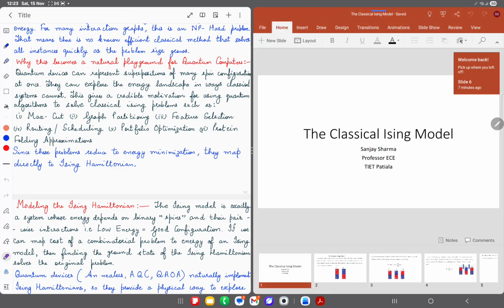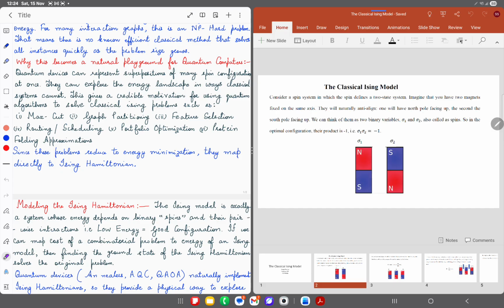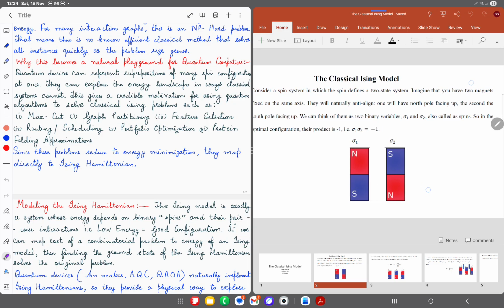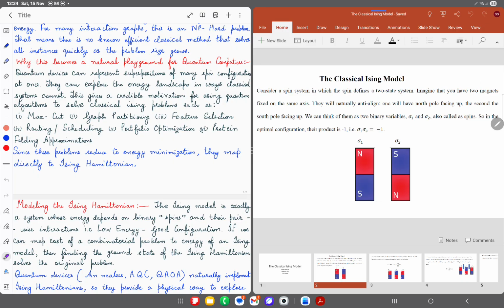So this is the classical Ising model. In this presentation I will explain what the classical Ising model actually is, and how the Hamiltonian will be created. Now, in the classical Ising model, consider a spin system in which every spin defines a two-state system.